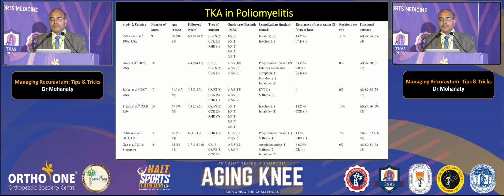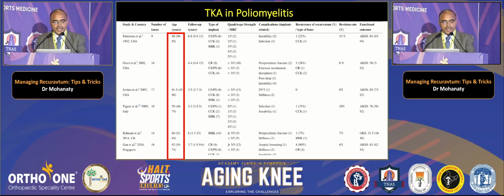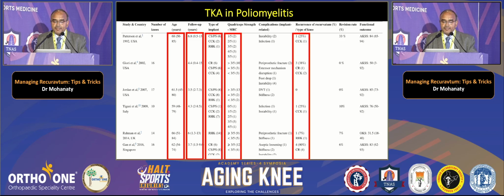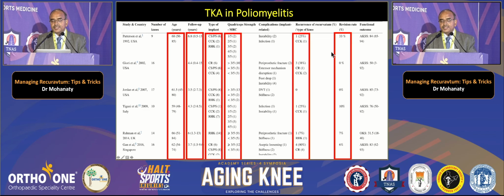And what about total knee arthroplasty in poliomyelitis? There are only 82 cases reported in these 6 series in the literature. The age group is usually 50 to 60 years, and the follow-up period is about 3 to 6 and 7 years maximum. Most of them used a posterior stabilized knee, some used RHK or CCK type of knee, and the quadriceps strength was almost 0 to less than 3. And there is recurrence of recurvatum in many cases, 38% here, 25% here, 25% here. So the outcome is poor, and the revision rate is also extremely high, that is 33%, and here it is 10%.